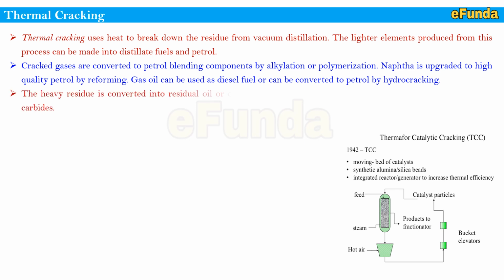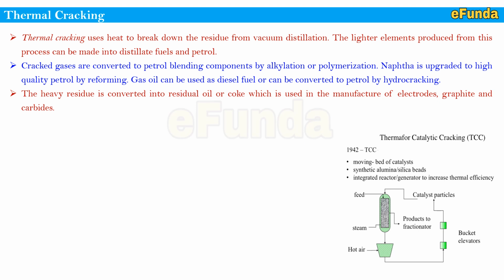The heavy residue is then converted into the residual oil or coke, which is used to manufacture electrodes, graphites and carbides. This early method, which produced a large amount of solid unwanted coke, has evolved into modern thermal cracking processes, including vis breaking, coking and steam coking.